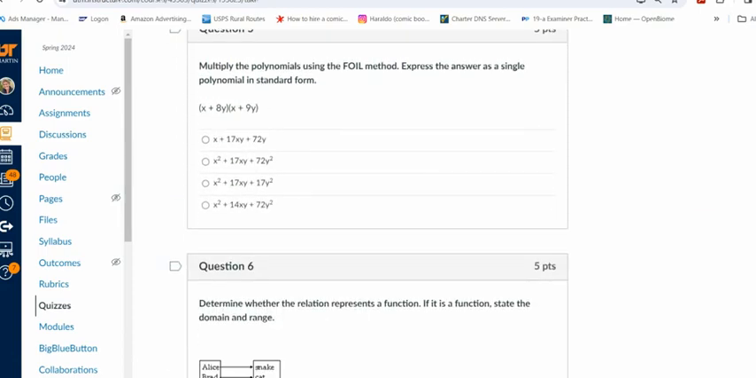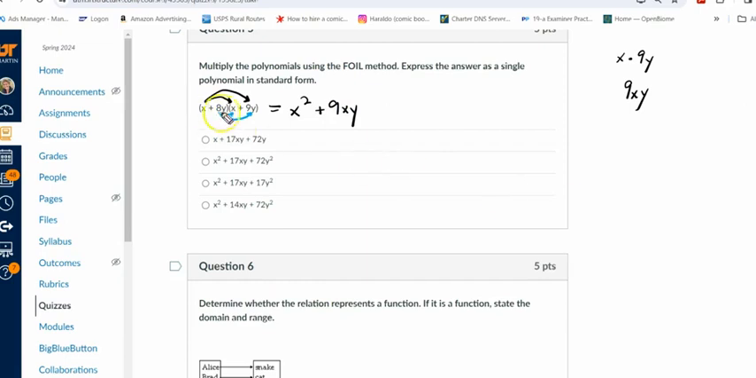Okay, so let's multiply these. So we're going to FOIL these. And if we're going to FOIL these, I'll do those two first, and then I'll do these two. Okay, so in black, I'm going to have x times x, which is x squared. Then I'm going to have x times 9y. And if you have x times 9y, that's a product, but you want to write products with the number out the front and then the letters in alphabetical order. So x times 9y, I'm going to write as 9xy.